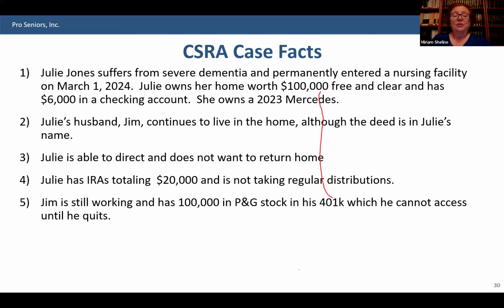So the total resources in this example is going to be $26,000, which means Julie is eligible as of March 1st when she went into the facility. All of that 26 is going to be put on Jim's side as it's below our minimum CSRA.